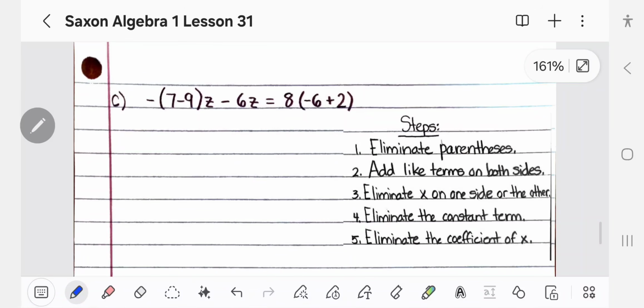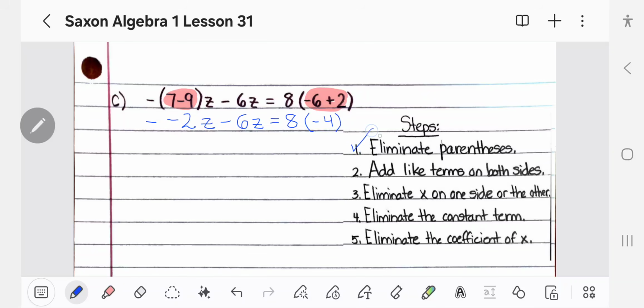Problem C. Eliminate parentheses. Now notice with this one, this is very different from any of the examples or any of the other practice problems. We do have like terms in here. And we do have like terms in here. So let's go ahead and do that. I'm going to copy down this opposite or negative sign. 7 minus 9 is negative 2. And then there's going to be a z minus 6z equals 8, and that's going to be times negative 6 plus 2 would be negative 4.